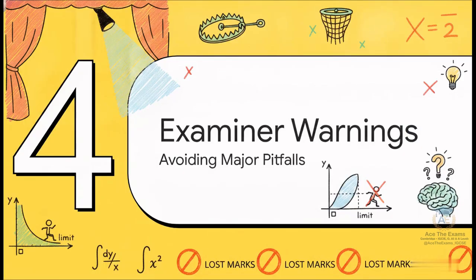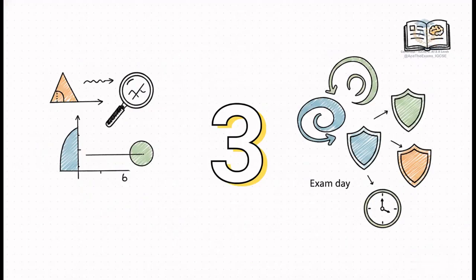All right, let's move into our final act, Section 4, Top Examiner Warnings, and exactly how to avoid the major pitfalls. After analyzing years and years of exam data, there are exactly 3 critical mistakes that Cambridge examiners consistently highlight when it comes to integrating plane areas. Memorizing these 3 pitfalls is honestly your ultimate defense mechanism on exam day.